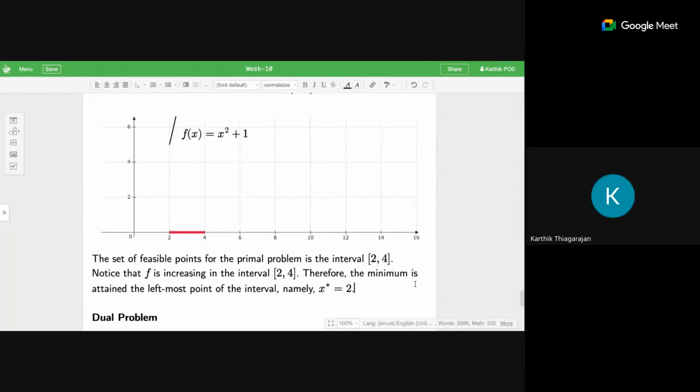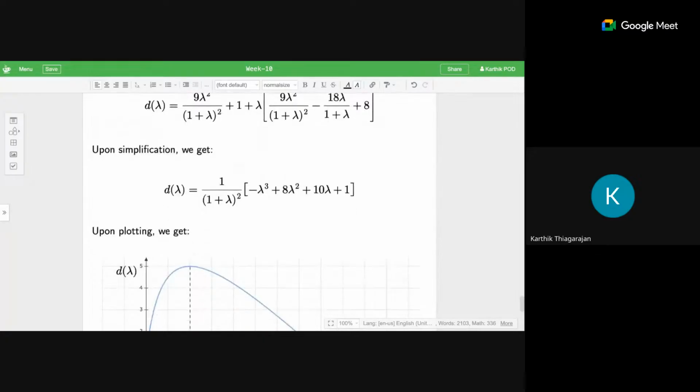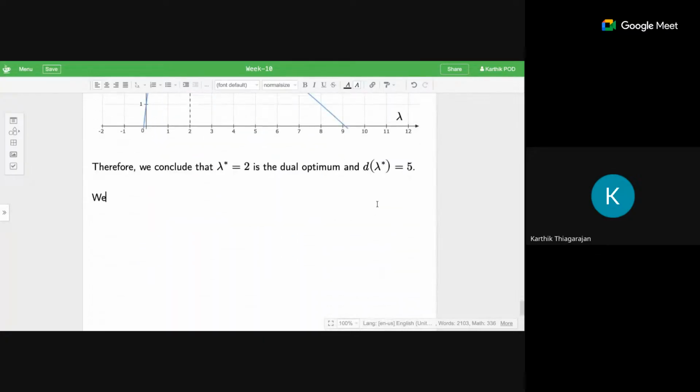So at this x star equal to 2, the primal objective is f of x star, which is equal to 5. And notice that d of lambda star equal to 5. Okay, so we see that f of x star equal to d of lambda star, both equal to 5, which confirms strong duality since the problem is convex. Which is what had to be true, but we have just confirmed it manually.